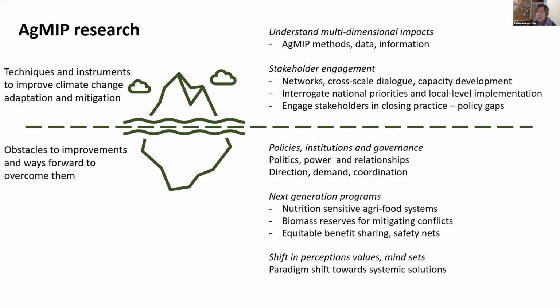At a second level, we also use this dialogue to better understand what the obstacles are, why these policies are not being implemented, because through simulation we can show potential, but what is actually then surfacing is often a different level. So we are looking at and discussing politics, power structures. We're looking at what programs we actually miss. Like, how can we better visualize nutrition-sensitive agri-food systems? What, for example, should we be doing to look at biomass reserves to mitigate conflicts or to respond to feed shortages? Or how can benefits be shared more equally?